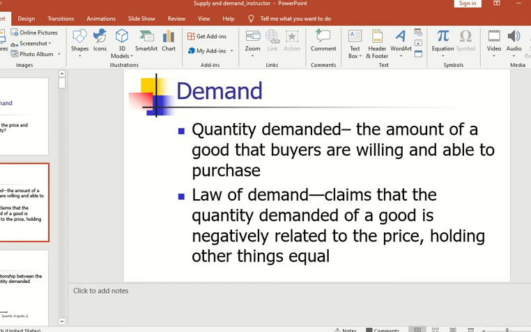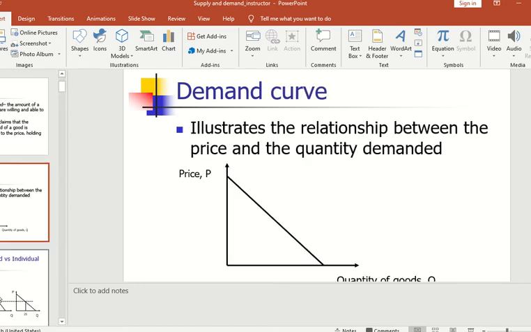Well, as the price goes up, the quantity demanded of a good comes down. As the price comes down, the quantity demanded of a good goes up. So they move in opposite directions. Because of this negative relationship between the price and the quantity demanded, typically we have a downward sloping or negatively sloped demand curve. So this is how we draw a typical demand curve.